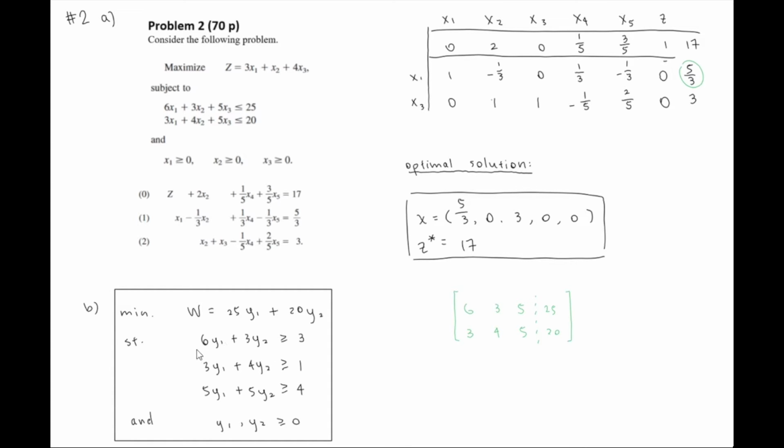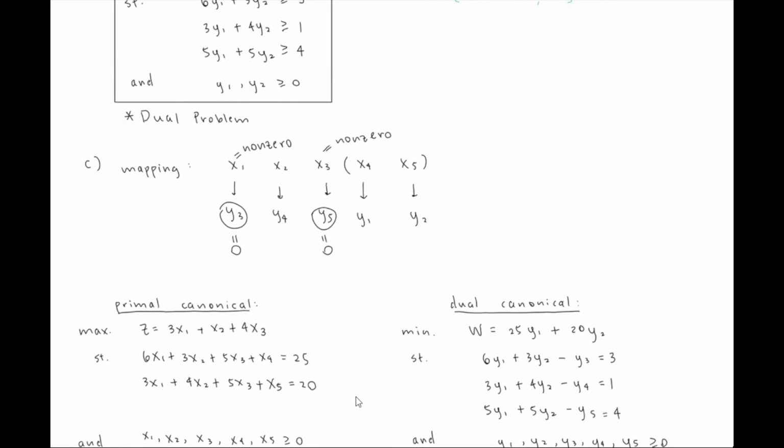So we want to minimize W such that these constraints apply for y1 and y2. Now, where am I getting these coefficients? I'm getting them from the transpose version of this matrix. So 6, 3 corresponds to 6, 3, 3, 4, 3, 4, 5, 5, and 5, 5. Now, the 3, 1, and 4 are from the original primal problem's objective function coefficients, and that's where you get those. And of course, don't forget to add on the greater than or equal to 0 constraint for all of your y variables. And that is our dual problem.